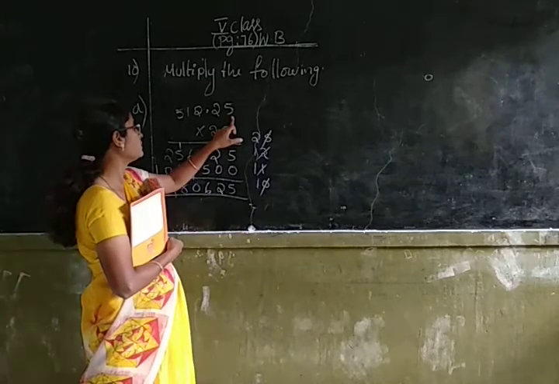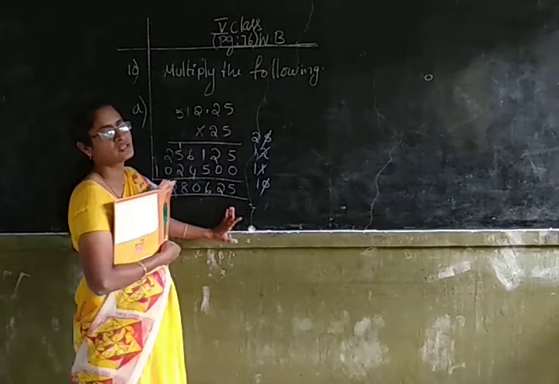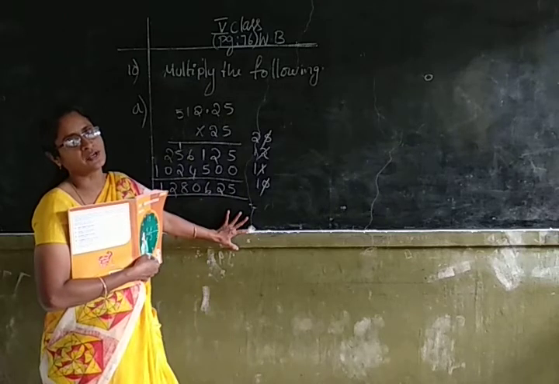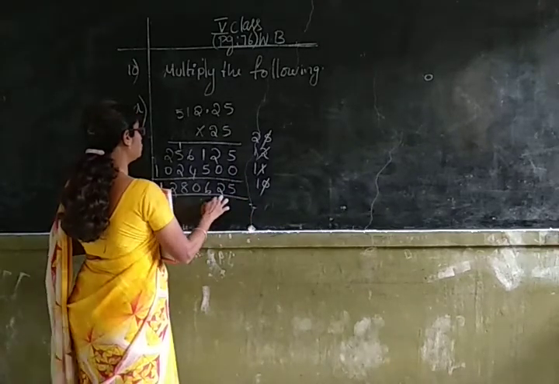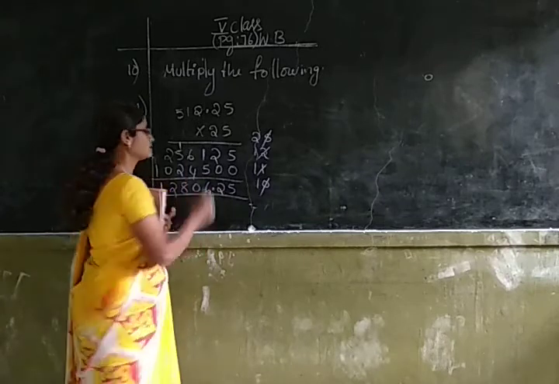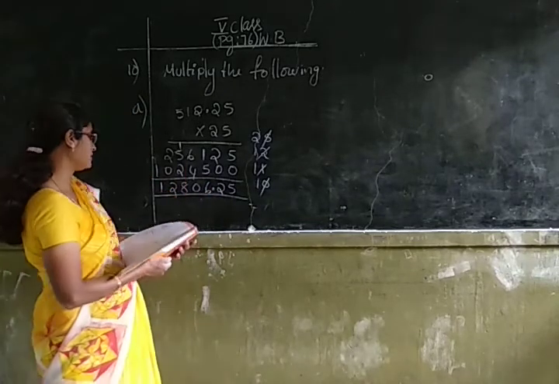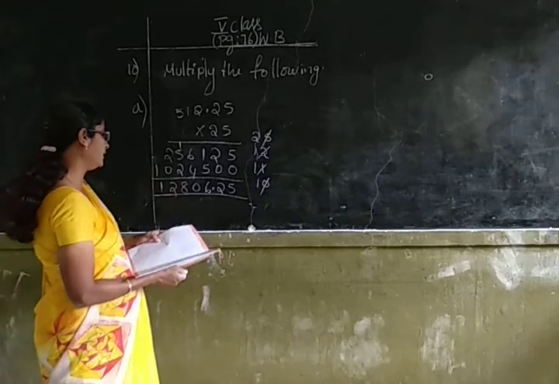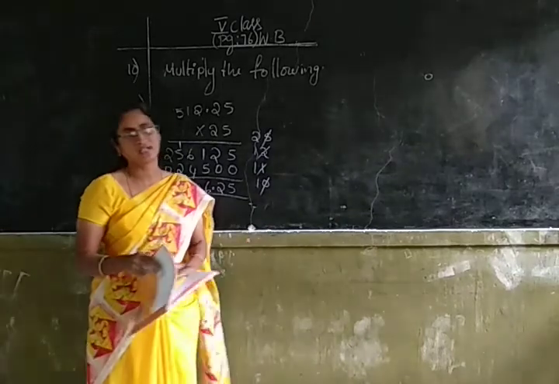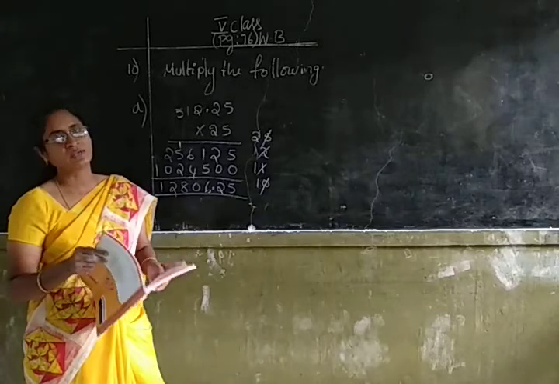Here we are having decimal point after 2 places. So in the answer also we have to place the decimal point after 2 places from right side to left side. 1, 2. So here we have to place the decimal point. The answer is 12,806.25. You do the B sum for homework.